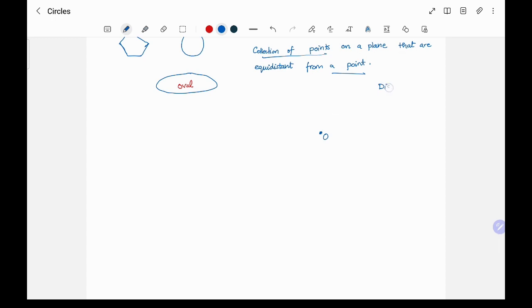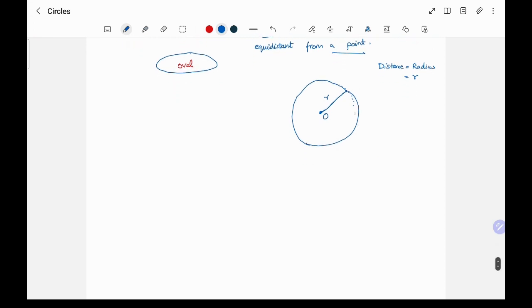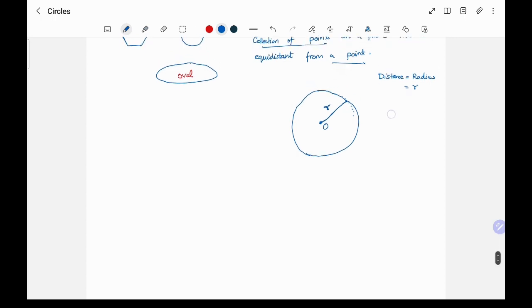That distance is called the radius of the circle, and let's represent it by r. So I'll draw a distance r to any point. Like that I can keep on drawing, right, this way on both sides, and I'll get a round figure, and this is the circle. So the distance from any point on the circle to this fixed point is called the radius and it is given by r.